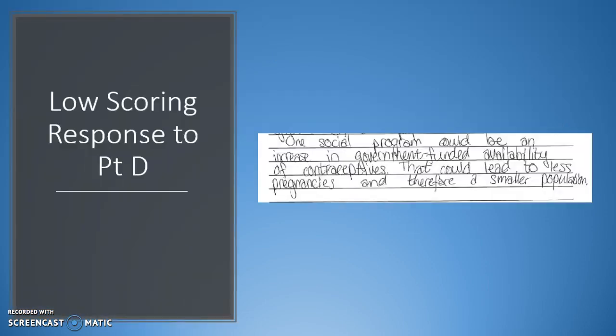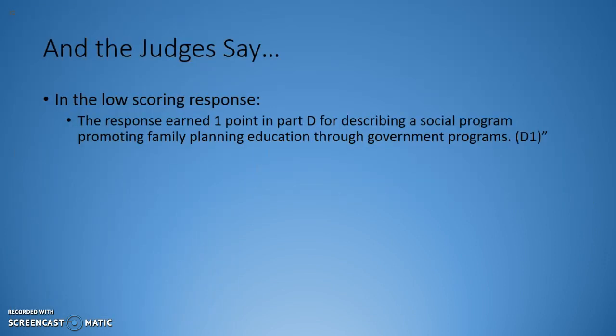Okay, and our low scoring response: one social program could be an increase in government-funded availability of contraceptives that could lead to less pregnancies and therefore a smaller population. Think about it for just a moment. Decide if you think it gets 0, 1, or 2 points. And the judges say 1 point for describing a social program promoting family planning through government programs. They didn't get the second point because they didn't talk about birth rates going down. Yes, they did say population rates. They did not say birth rates, and that's a key critical component there.